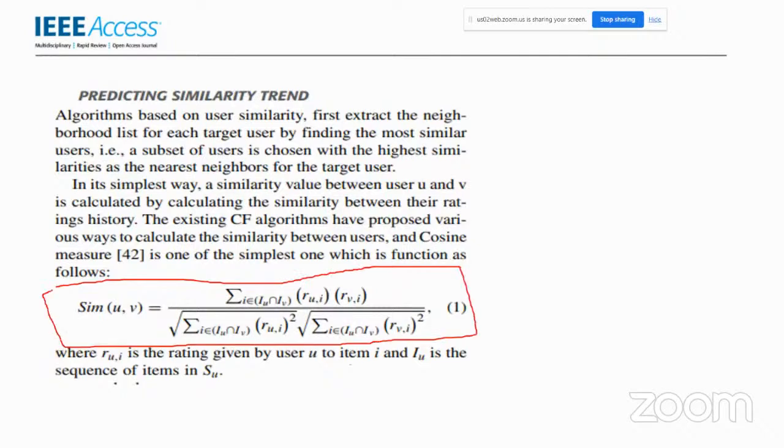By using the correlation coefficient, we get the similarity between two users, U comma V. U is one user, V is another user, or A comma B. A is one user, B is another user; according to our convenience, you can assume. Sim means similarity between U and V. We have to apply the correlation coefficient formula. By using that, we have to find the rating prediction.